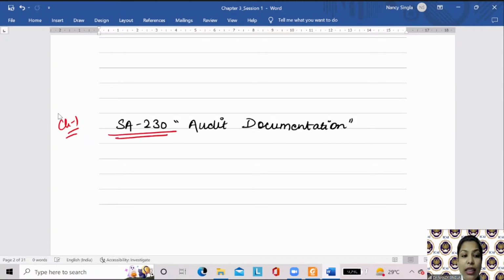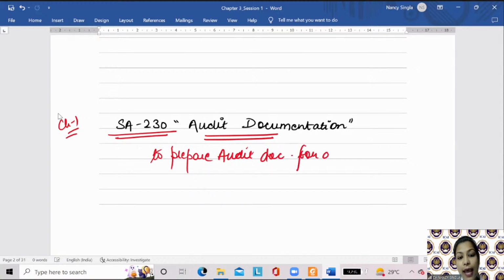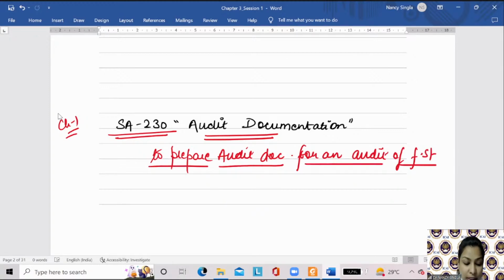So SA 230, the name of which is what? Audit documentation. It contains the responsibility of the auditor to prepare audit documentation for an audit of financial statement. It simply says that it has auditors' responsibilities to prepare audit documentation for an audit of financial statement.